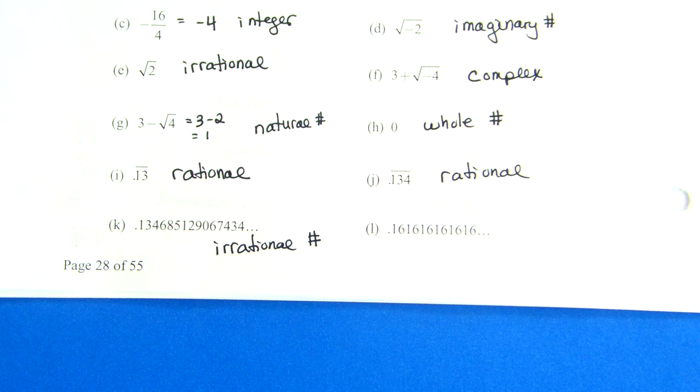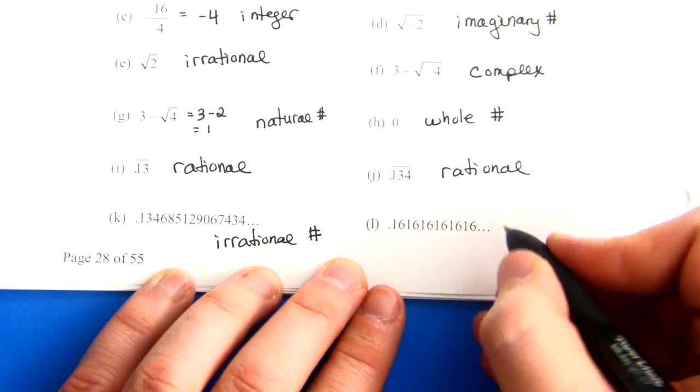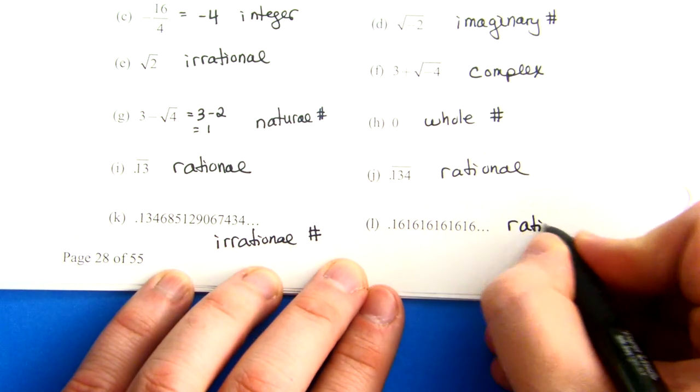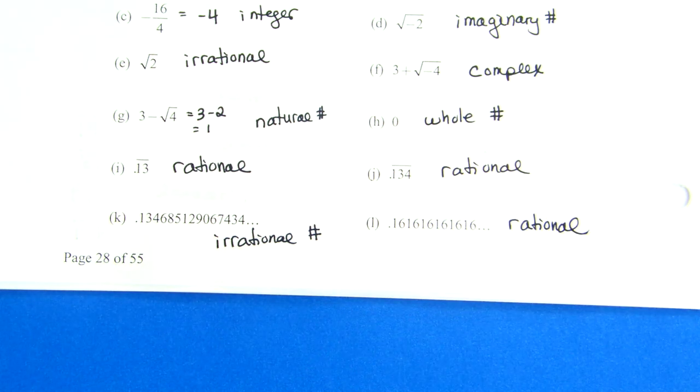Finally, letter L. Another decimal that goes on forever, but this one does look like it's repeating, 0.16 repeating. Certainly not the best way to write it, but that's okay. It still counts as a rational number. Last thing we're going to look at.